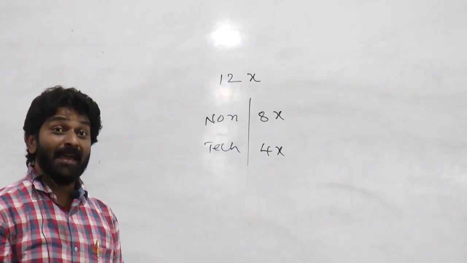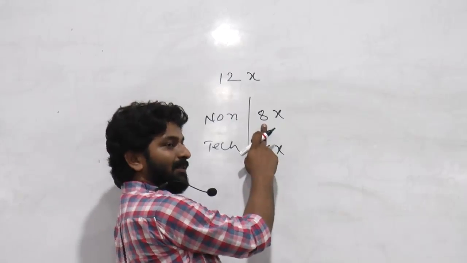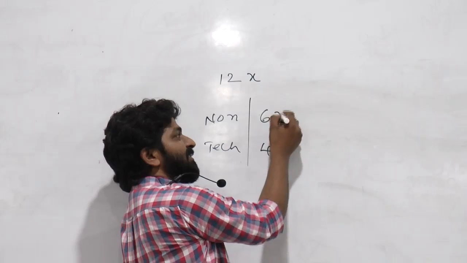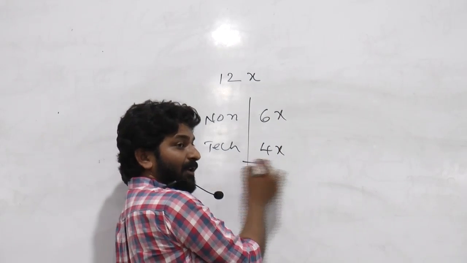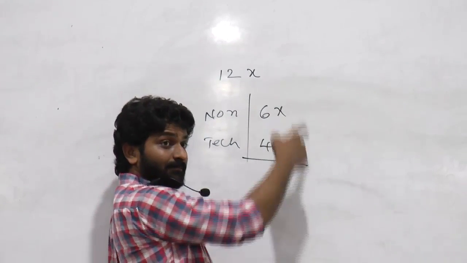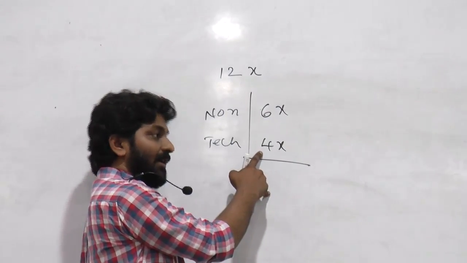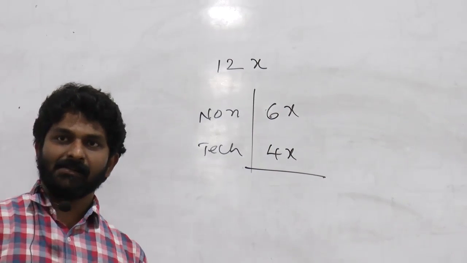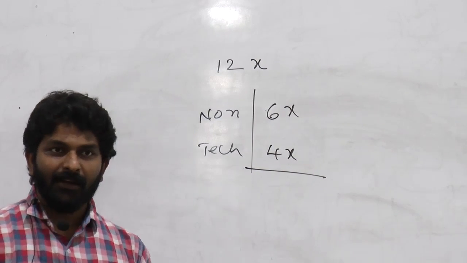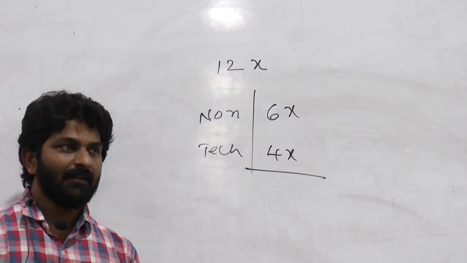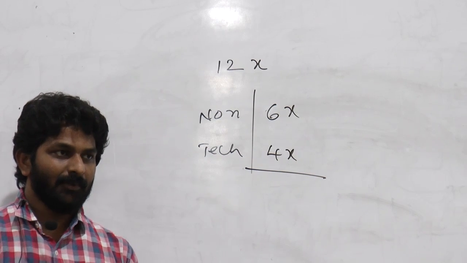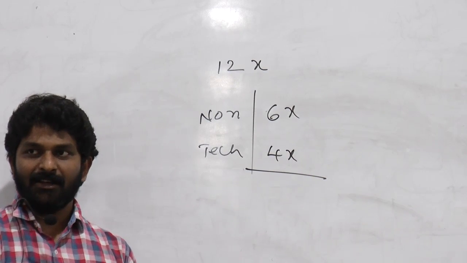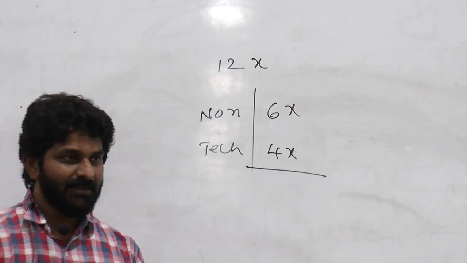Non-technicians are reduced by 1/4. 1/4 of this number is 2x. 2x reduced, so the non-technician count becomes 6x. Technicians are 4x out of a total of 10x. 4 out of 10 is 40%, right? 4 out of 10, 40%. Done. Reduce 2x and the non-technicians become 6x. Total staff 10x. Out of 10x, 4x forms 40%. Simple.